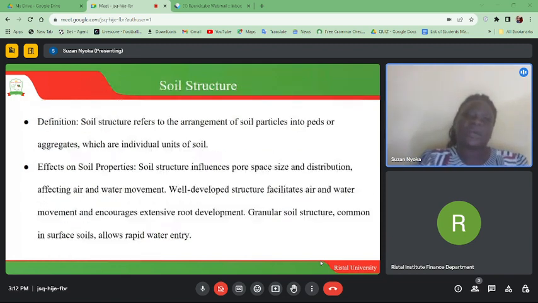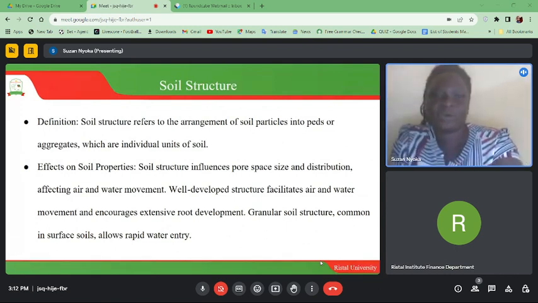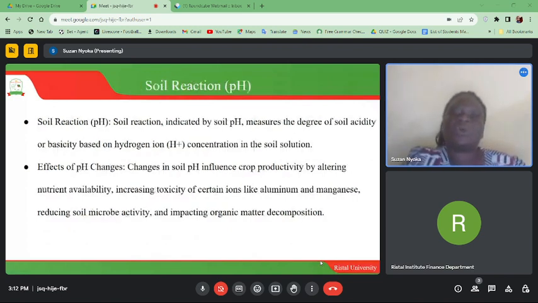And soil structure. Soil structure refers to the arrangement of soil particles into plates or aggregates, which are individual units of soil. Effects on soil properties. Soil structure influences pore space size and distribution, affecting air and water movement. Well-developed structure facilitates air and water movement and encourages extensive root development. Granular soil structure, common in surface soils, allows rapid water entry. Soil structure also plays a very big role in plant growth.